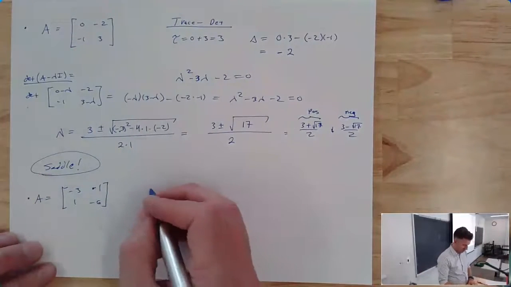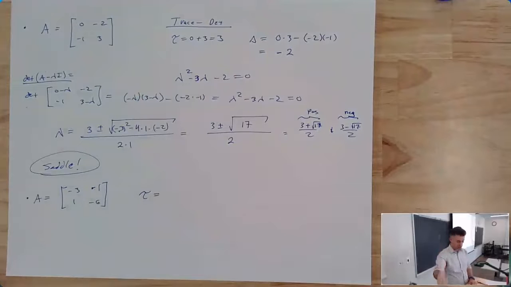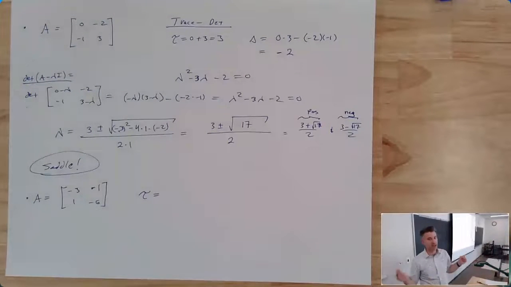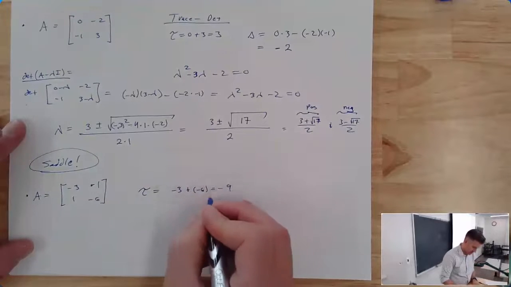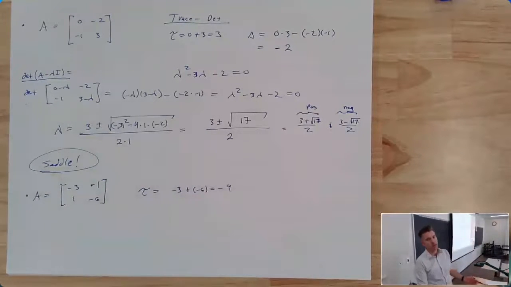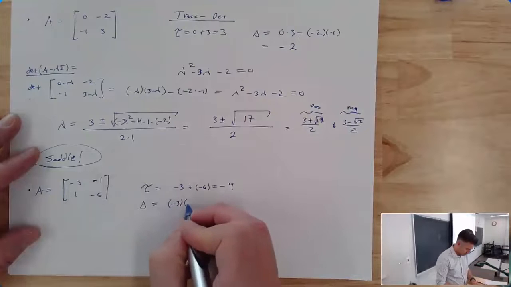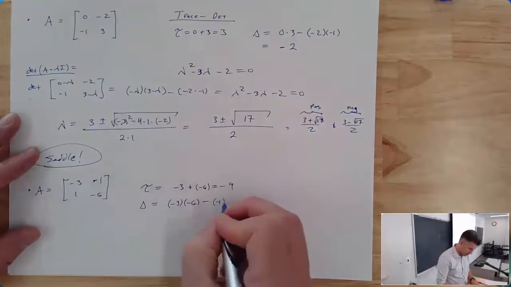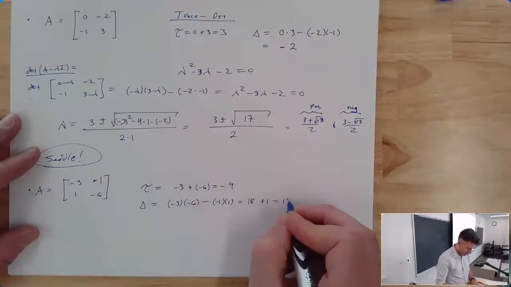Again, I like trace determinant. I'm a big fan. So the trace, actually, let me ask all of you, what's the trace? Type it in the chat. You can all write it down. As far as matrices go, the trace is kind of like the fastest thing you can find. Yeah, that's right. The trace is definitely -3 plus -6, which is -9. For sure. The determinant is a little more work. The determinant is -3 times -6 minus -1 times 1, which is +18 plus 1, which is 19.